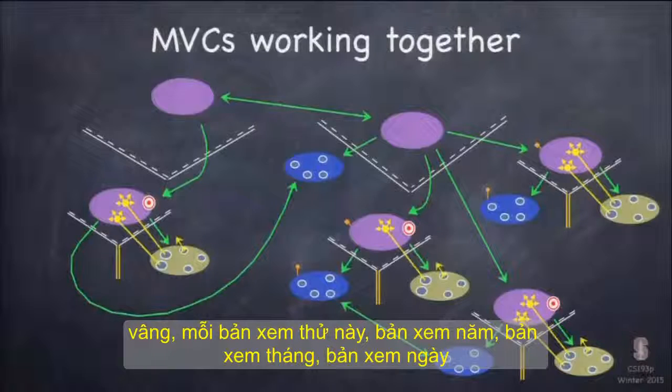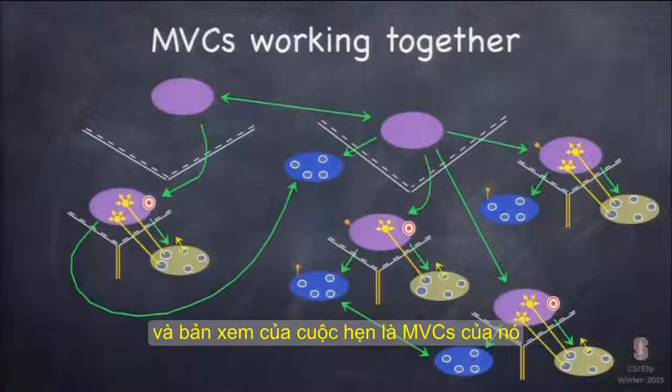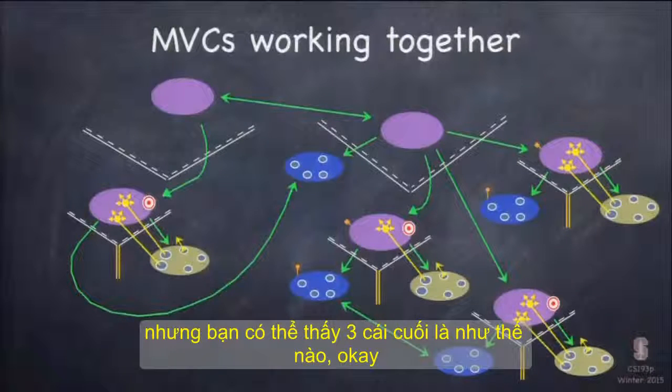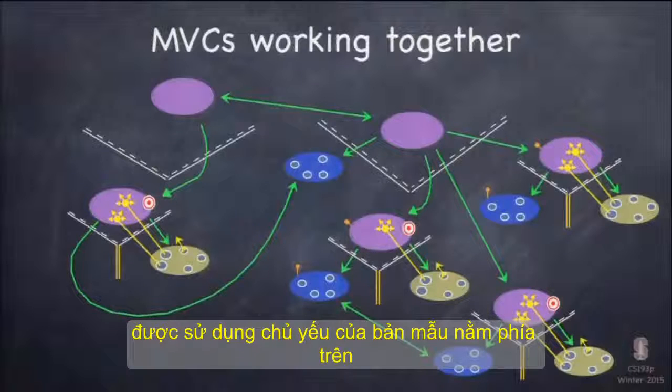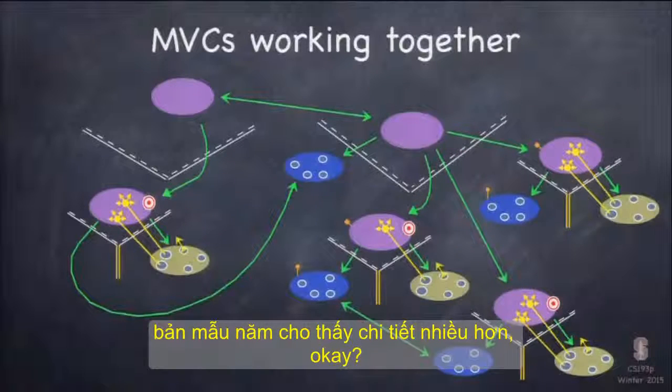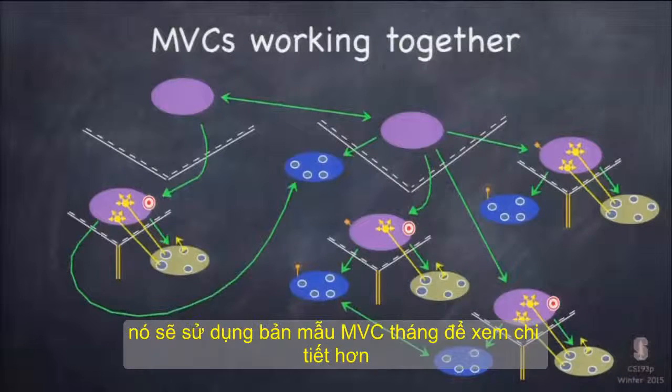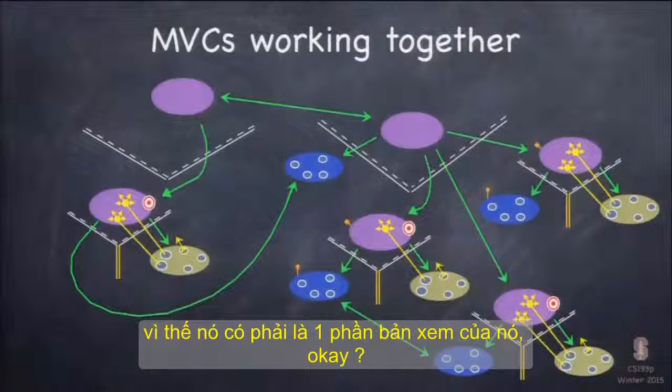Well, each of those views, the year view, the month view, the day view, and the appointment view are their own MVCs. But you can see how the last 3 are used as essentially a minion of the top level view, the year view, to show more detail. So the year view, you click on a month, it's going to use the month view MVC to show more detail. So it's part of its view.